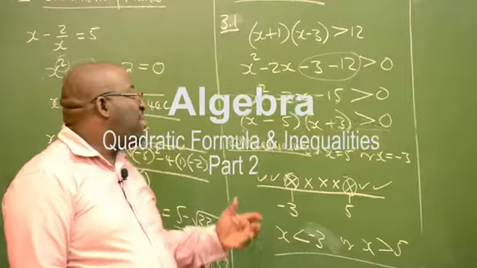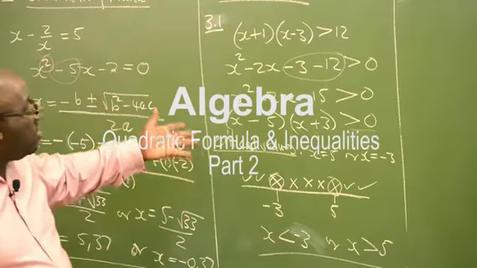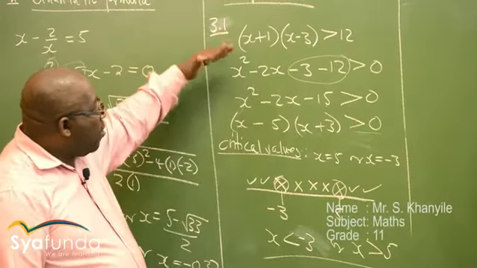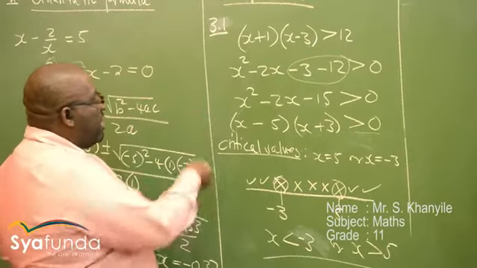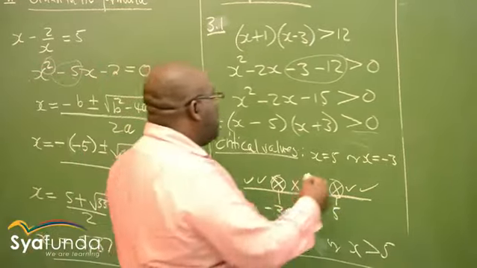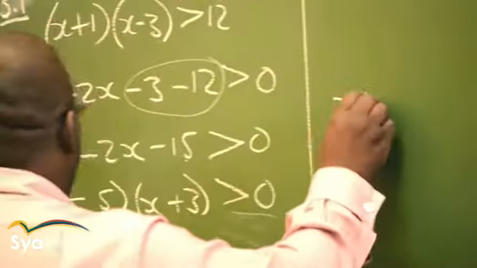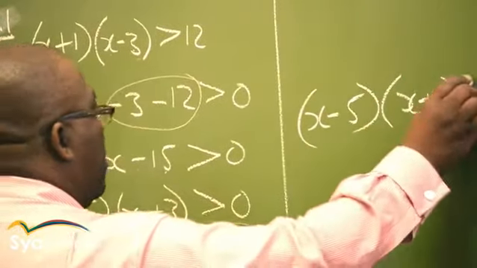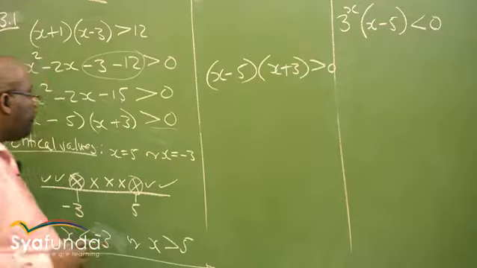Right. I want to show you some tricks when you're working with inequalities. We know that you can work up to this far. Once we are at this point here, let me just take it from that point to show you how to make it easier for ourselves. We've got (x - 5)(x + 3) is positive. It is greater than 0.